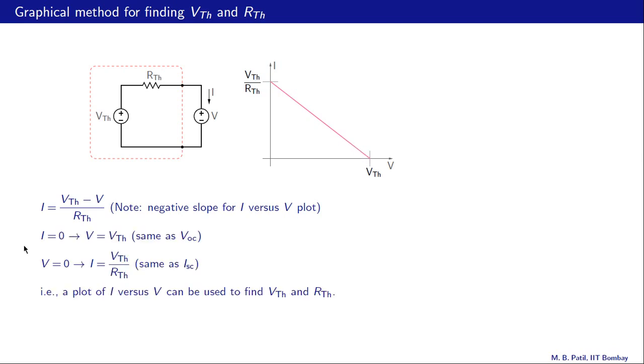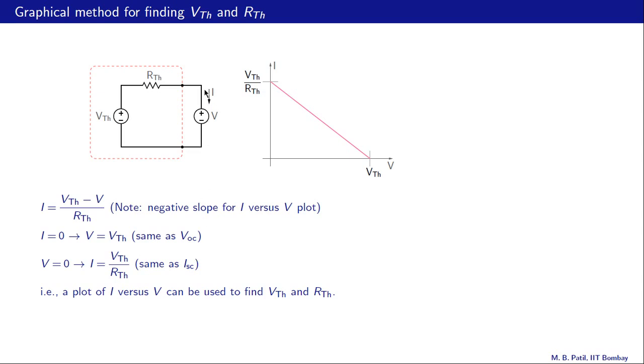What about the intercept of this line on the V axis? To find that, we put I equal to 0 and we get V equal to VTH. So that gives us the X intercept, and VTH, remember, is the same as VOC. What about the Y intercept? To find that, what we do is put V equal to 0. That gives us I equal to VTH divided by RTH, this quantity here. And if you recall, that is the same as the short circuit current.